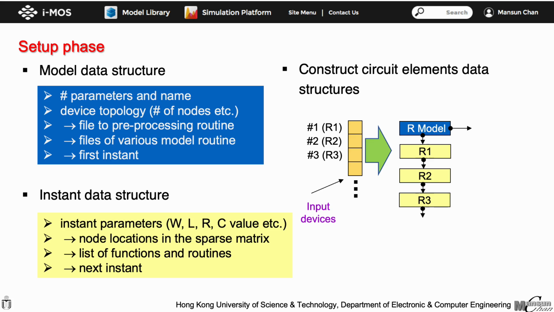When another instance sharing the same model is read from the input list, they will be added into the linked list of the instance. When a device belonging to a different model is read, a new model data structure and a new instance data structure will be constructed. The data structure representing all the input devices is shown in the figure here. During the simulation, the device structures will be visited one by one following the pointers. Their internal subroutines will be called to fill in their contributions to the circuit matrix during the simulation phase.